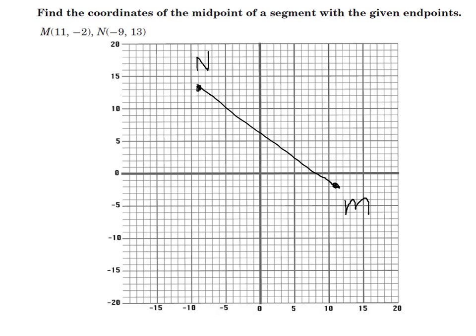Find the coordinates of the midpoint of a segment with the given endpoints. M, 11, negative 2, and N, negative 9, 13. Okay, I've already got the points graphed.